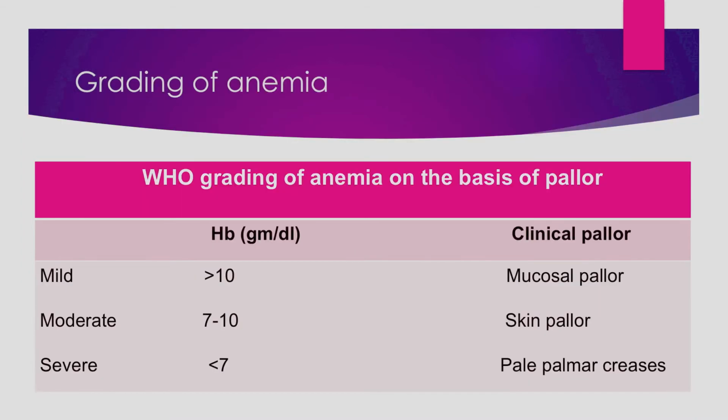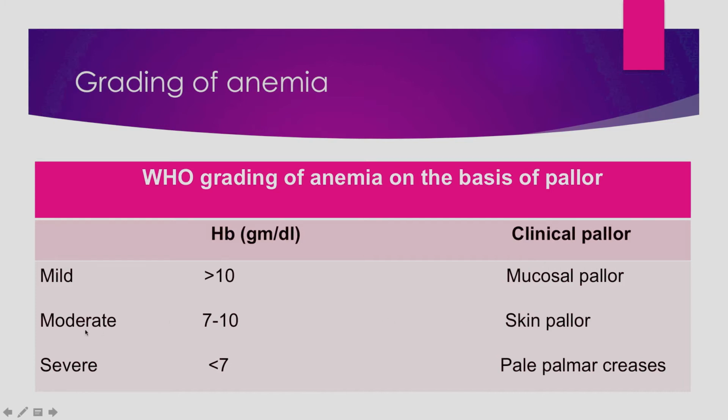Then grading of anemia. So WHO has graded anemia into mild, moderate and severe. Mild is when the hemoglobin level is greater than 10, but there are features, signs and symptoms. For example, mucosal pallor is evident, right? In the skin mucosa you can observe the pallor.